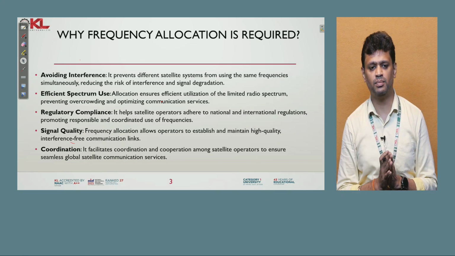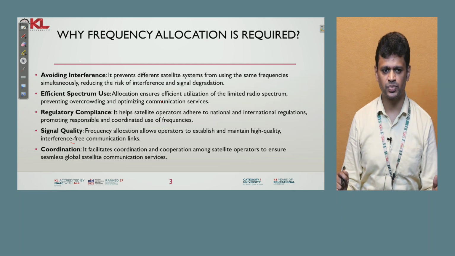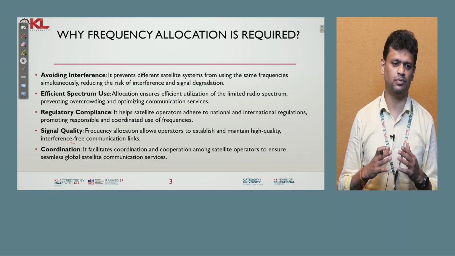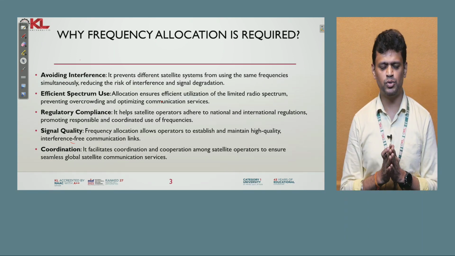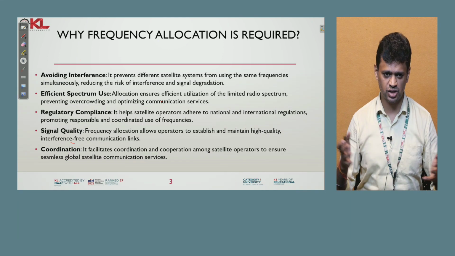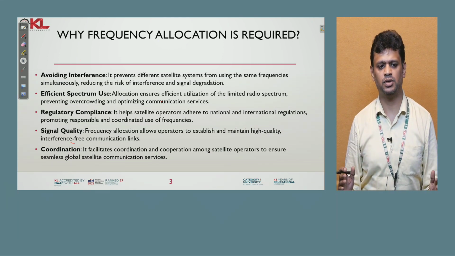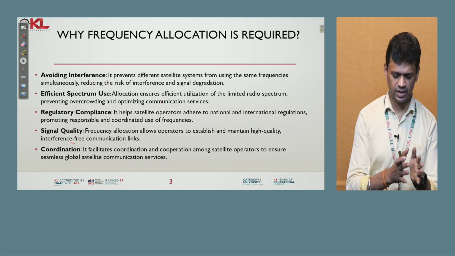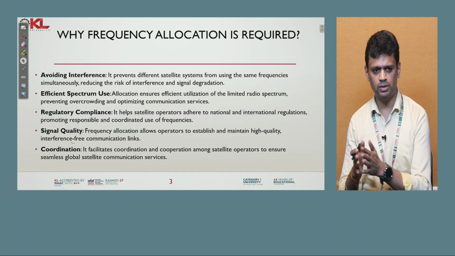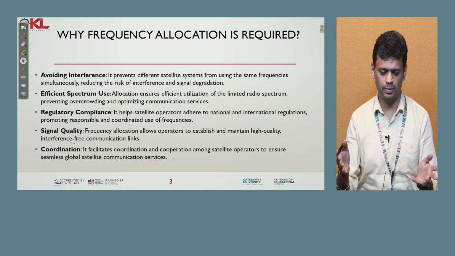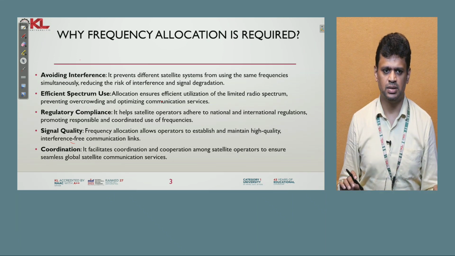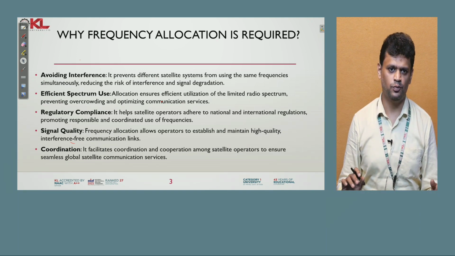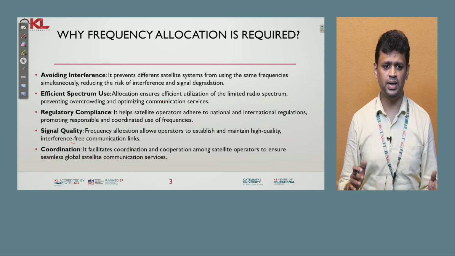So what does efficient spectrum use mean? In a given frequency band we want to add more people without compromising the signal quality. In satellite communication, we want to add more stations without compromising the signal quality. So we need to allocate the frequencies, and if we don't allocate them properly and keep all the different services in the same frequency spectrum, then there will be interference and all the signals will be affected. So it is very important that we allocate frequencies based on applications.